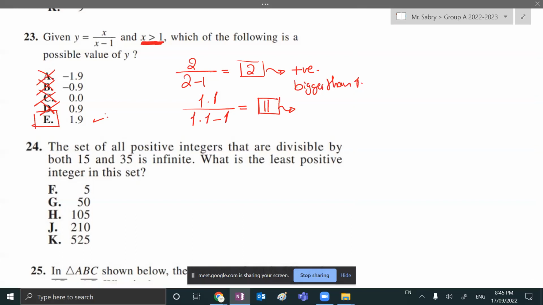What will lead to negative يا محمد? You mean if I put the x with 0.9 ولا put the y with 0.9?